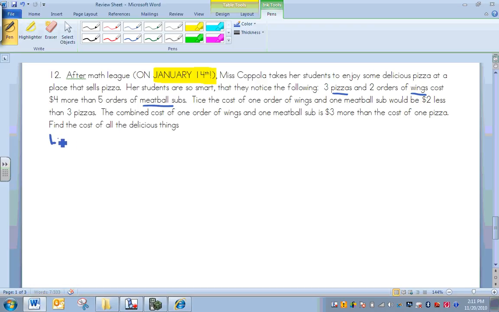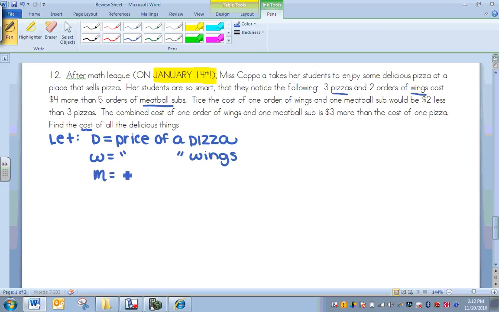So if we set up our let statement, let P equal, and they want us to find the price, so the price of a pizza. We'll let W represent the price of wings, and N equal the price of the meatball sub.